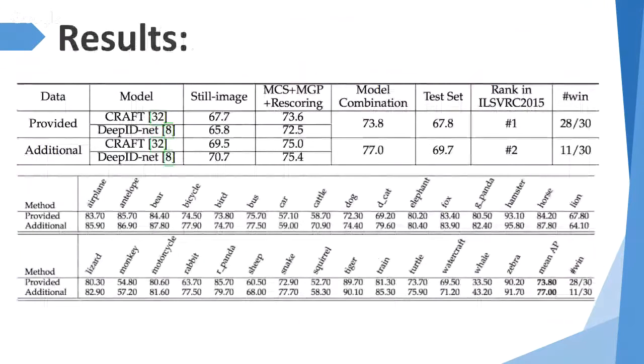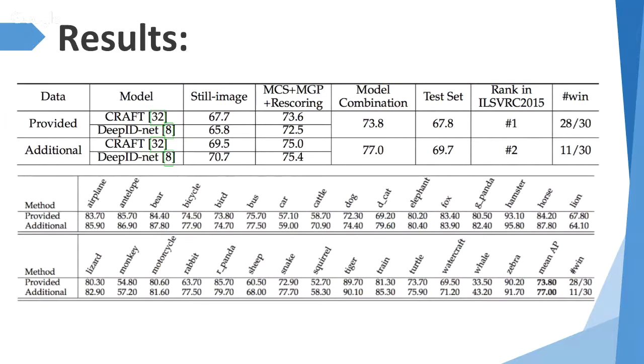Results. As I said, they won the provided challenge on VID, and they got second in the additional one. As we said, these are all the steps inside the model that they use, so we can see how the accuracy of the model grows step by step. In the still image using CRAFT and DeepID, we have 67.7 and 65.8. After the multi-context suppression, motion-guided propagation and the rescoring, they get 73 and 72, so it's a really cool speed up. After the model combination, they get a general almost 74 score.